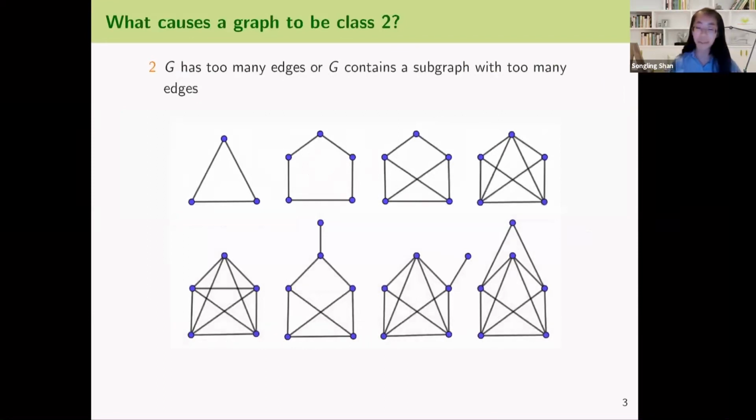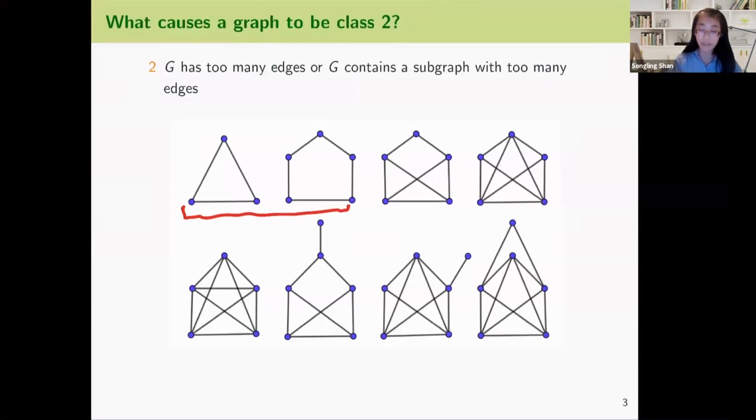But the second reason for a graph to be class 2 is simply because the graph has too many edges. Those are the 8 exceptional graphs of order at most 6 that are class 2. So for the first ones you see here, we have these first 1 and 2. Those are odd cycles of length 3 and 5.